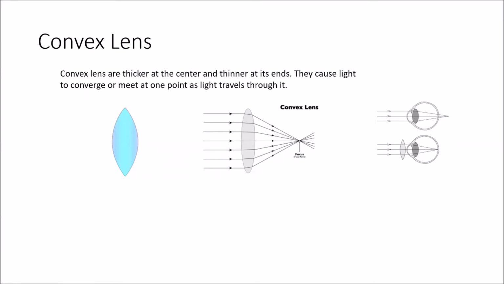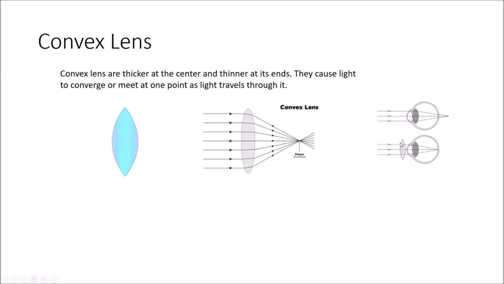We also call that converging. So another name for convex lens is a converging lens. It's going to help light to meet at a point. And if you look at this picture here, remember I said someone who is long-sighted, the light is going to focus at the back or behind the eye.